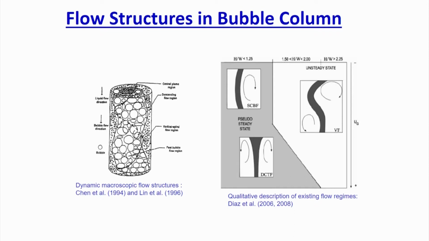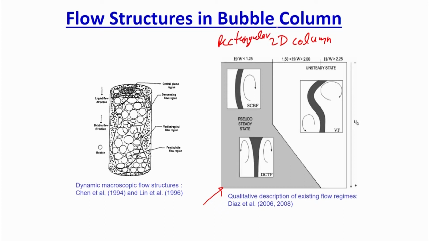Now, these are the two graphs where Diaz et al. in 2006 and 2008, followed by some of my own work, which we have published as a thesis and in a Chemical Engineering Science paper, observed that you can get different regimes and different kinds of flow structures. This is for the 2D column, and I will not say 2D column, I will say a rectangular column.